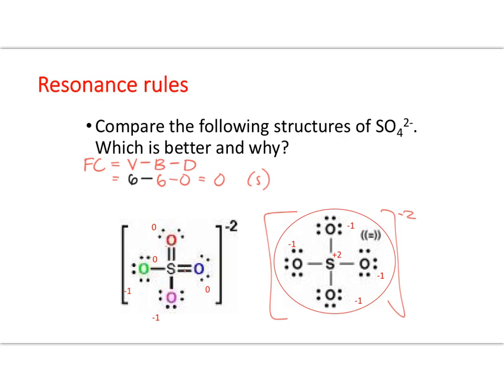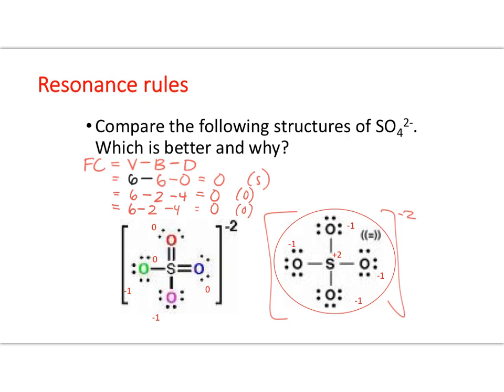So the oxygen, let's start with the red oxygen at the top. Oxygen starts with 6 valence electrons. How many bonds does it have? 2. How many dots does it have? 4. So formal charge on that oxygen is 0. That's why it's written next to it. The oxygen to the right, that bluish color, 6 minus 2 minus 4 is also 0.